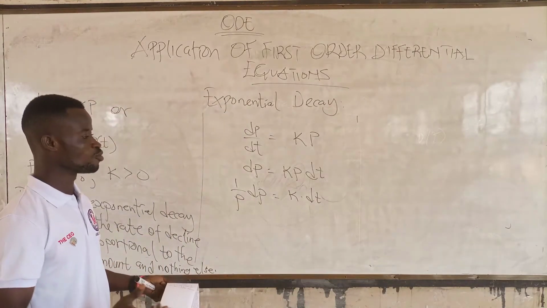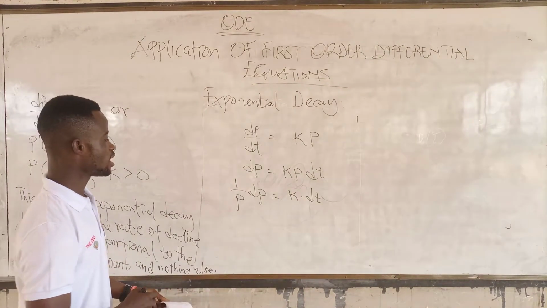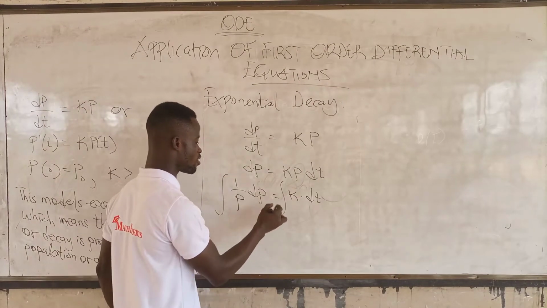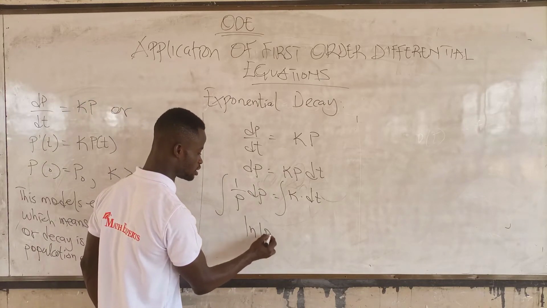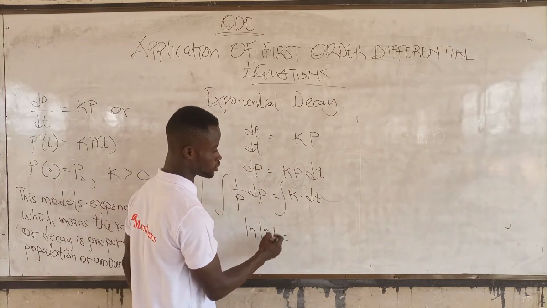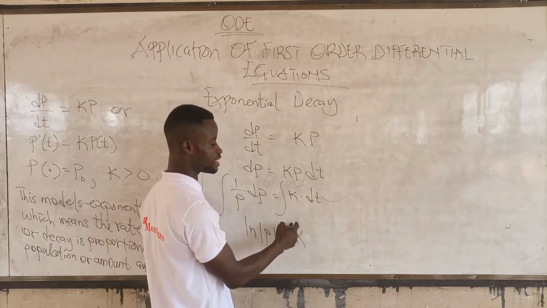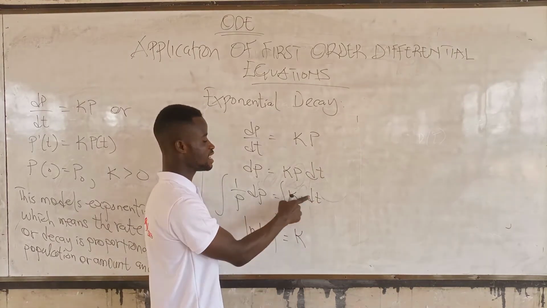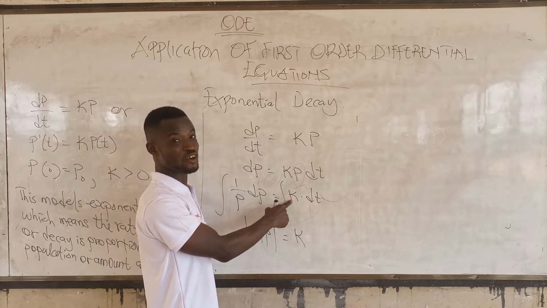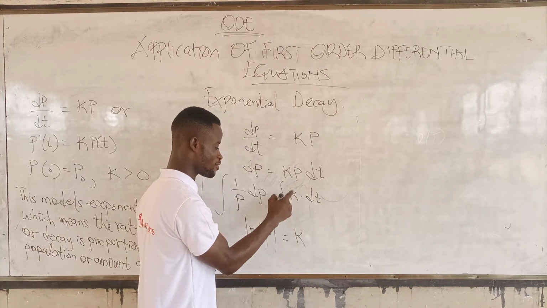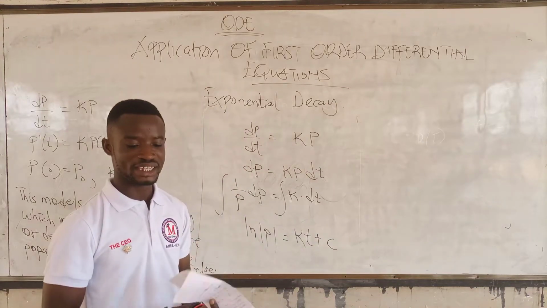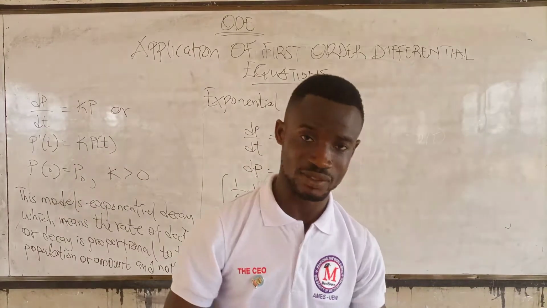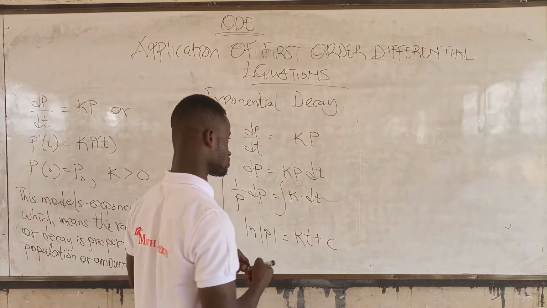And here we can now move on to integrate both sides. And when you integrate both sides, then see what you're going to get. This is going to give us ln P equal to, since we are integrating with respect to t, and k is a constant of proportionality, here we are going to get kt plus c. We know that after integration, we bring plus c. Very good.